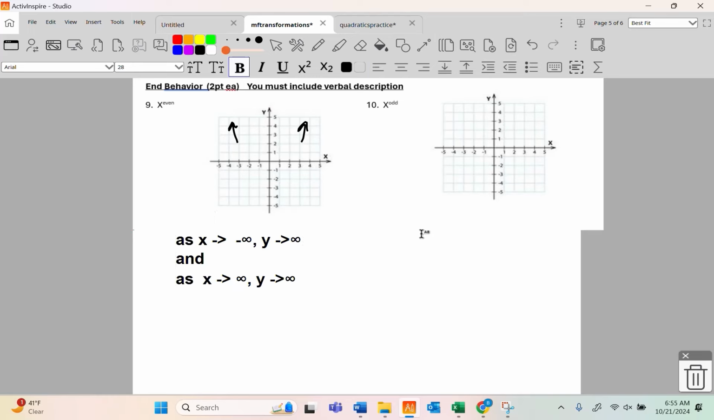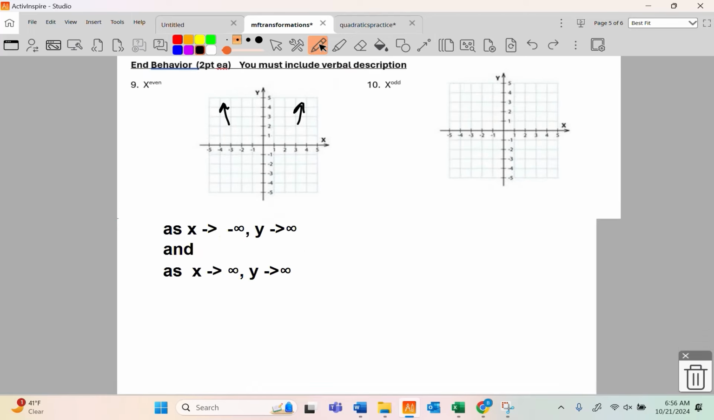There we go. X to the odd. X to the odd begins its day low. It has a good time and ends its day high. Now, as x runs left towards -infinity, the y value falls towards -infinity. And as x moves right towards infinity, the y value also moves up towards infinity.